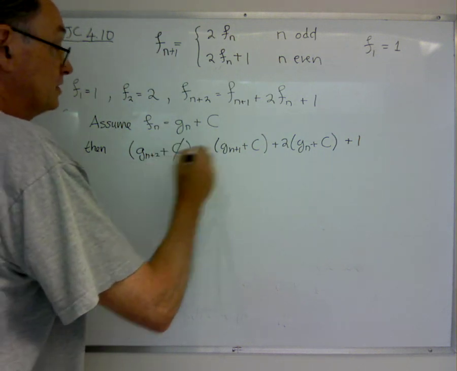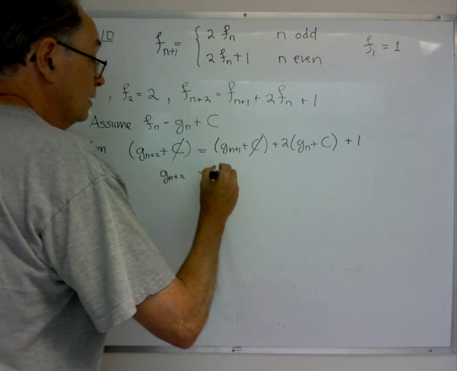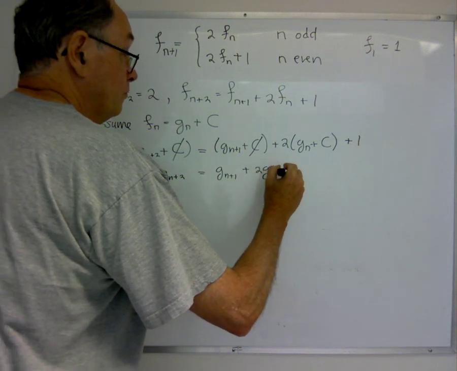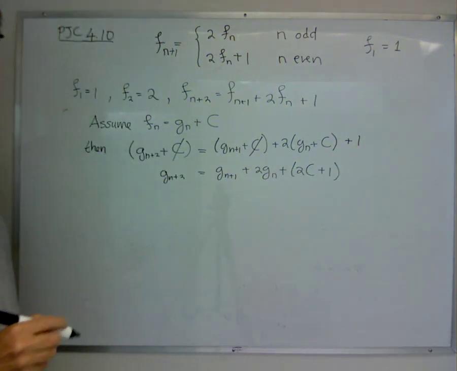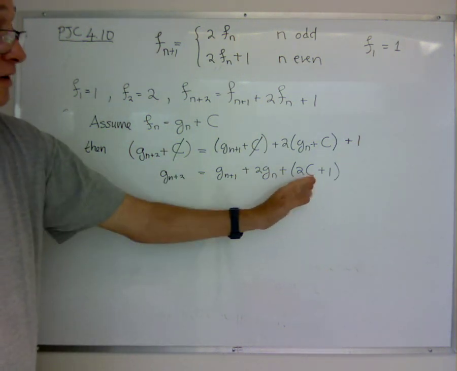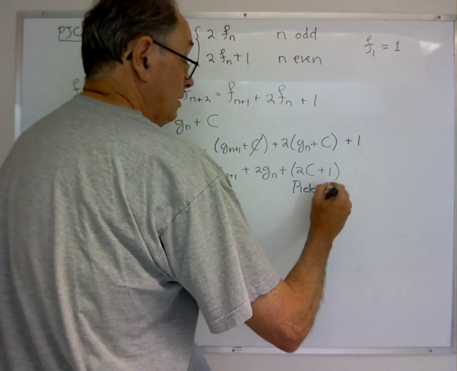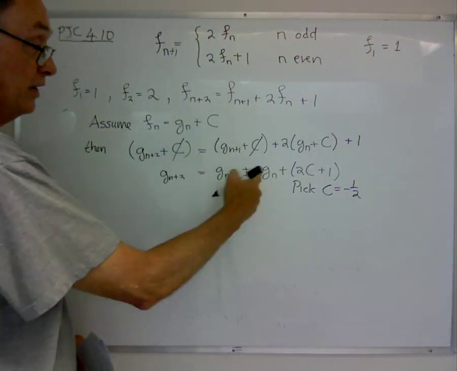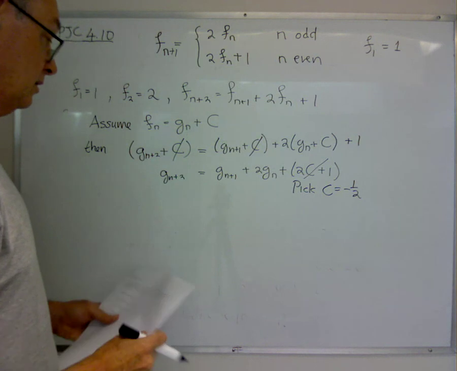So first of all, you notice that those two go, so you have g_{n+2}, g_{n+1}, plus 2g_n, plus 2c, plus 1. Right? And now you can see what you should do with c. If you pick c equal to minus a half, then this is 0 and you only have the g's left. So pick c, and then this term disappears, in which case you have only these three left over.